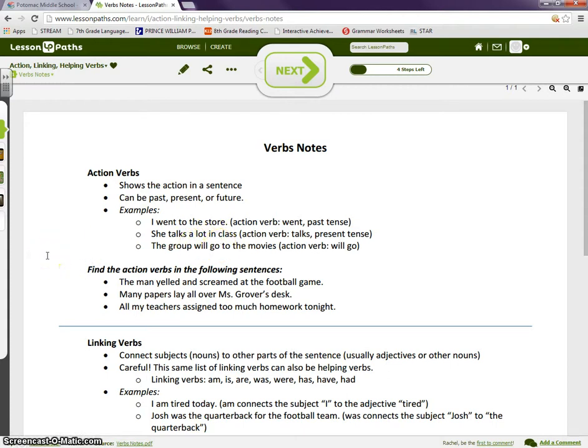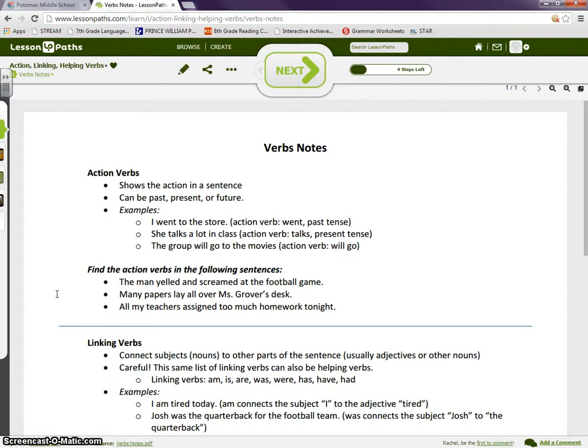So take a minute and find the action verbs in the following sentences. Let's look at the first one. The man yelled and screamed at the football game. If you need to, hit pause, and you can think about which one is the action verb. There are 2. The action verbs in this sentence are yelled and screamed, and in this case, both of them are past.